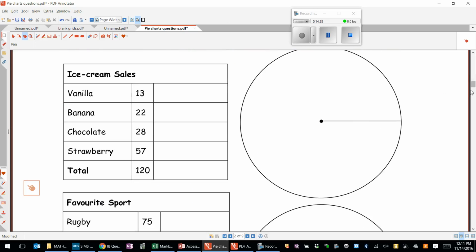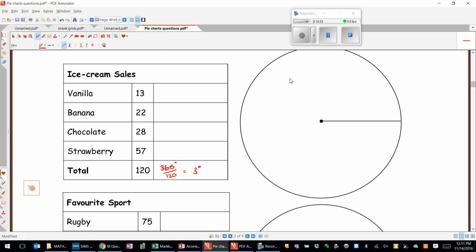Second one, just before we start. What is the first calculation you're doing? Just to check. Serena? 360 divided by 120. 360 degrees divided by the 120 people, and the answer is 3. So each one is 3 degrees. So nice and simple, this one. Okay?